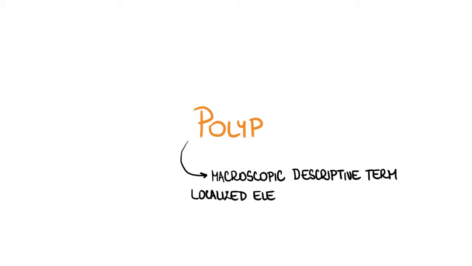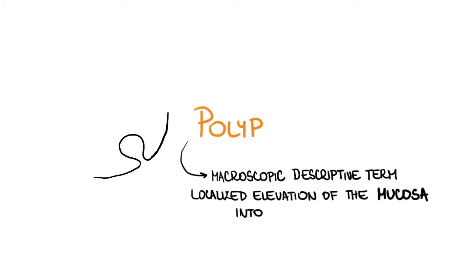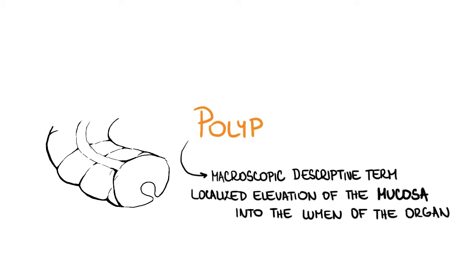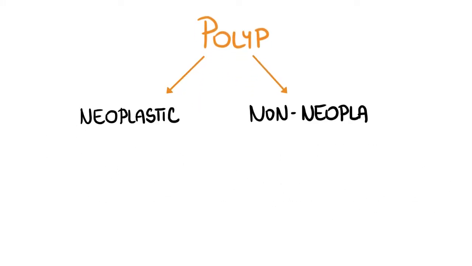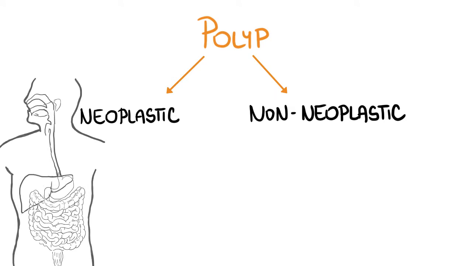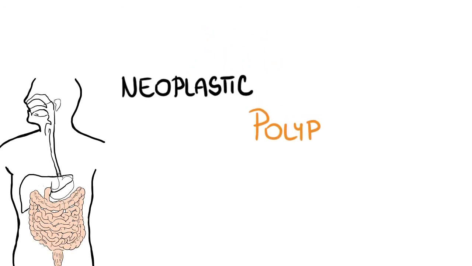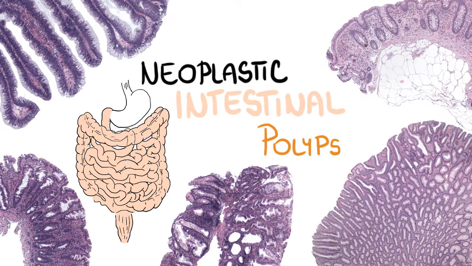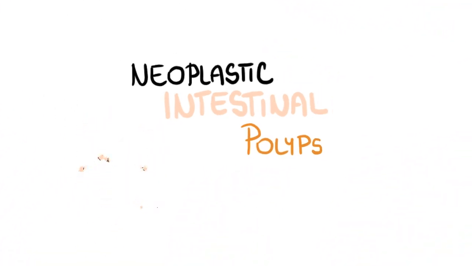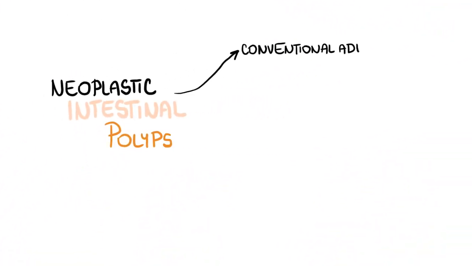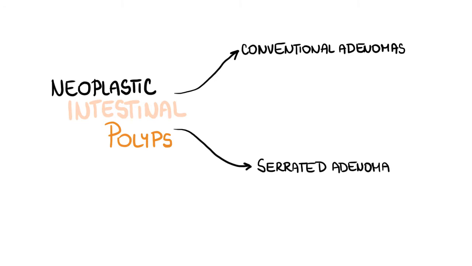The term polyp is a macroscopic descriptive term referring to a localized elevation of the mucosa into the lumen of the organ. It can be classified as neoplastic or non-neoplastic. In this video, we will focus on neoplastic intestinal polyps. They are commonly represented by conventional and serrated adenomas.